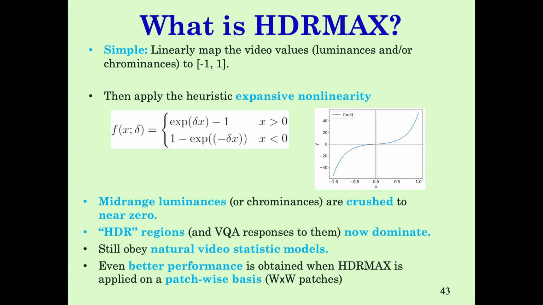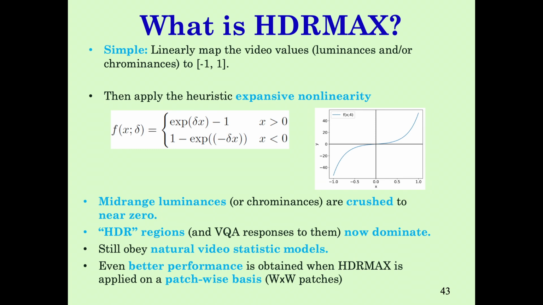Okay. HDR Max is super simple. We just scale the video to the range -1 to 1, which is often done anyway, and then we apply an expansive point nonlinearity of this form. This is fairly arbitrary. What it does, basically luminances or colors in the middle of the range get crushed. Okay, get crushed. While the ones at the darker darks, the more vibrant colors, the brighter whites, these get expanded.